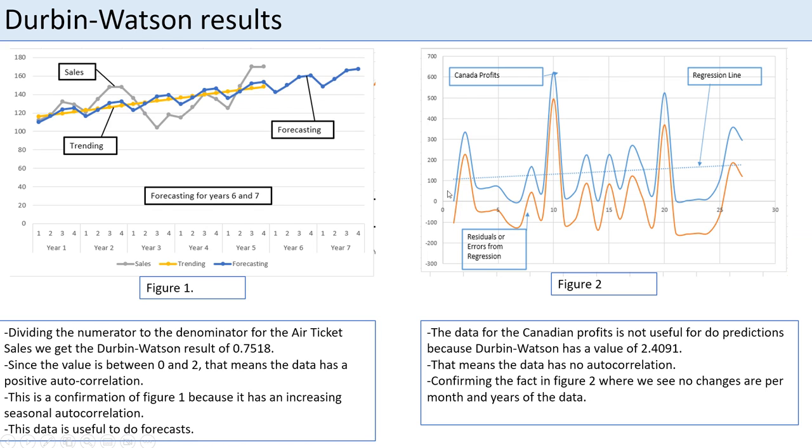On the contrary, we apply the Durbin-Watson to the Canadian sales, and it has a value of 2.4. So that means that the data doesn't have autocorrelation, confirming the fact in figure 2, where we see that no changes are seen per month and years of data. So here is the regression line, and we can see that there is no seasonal trend in the data. So this data is not useful to build a forecast.